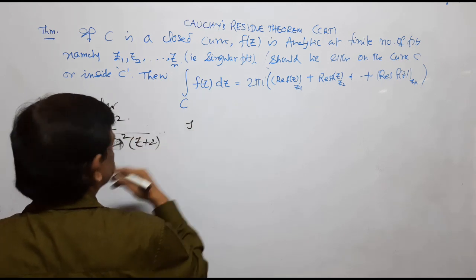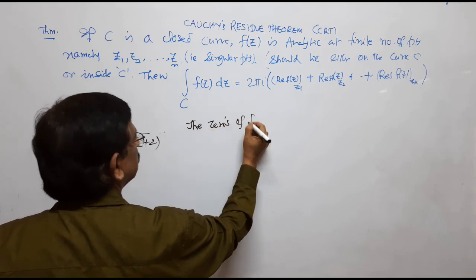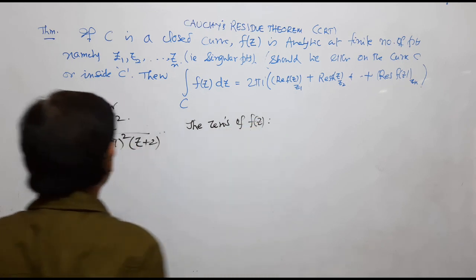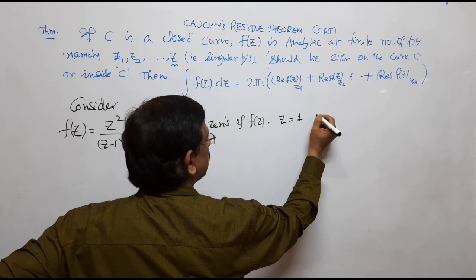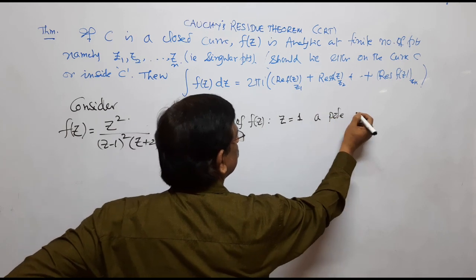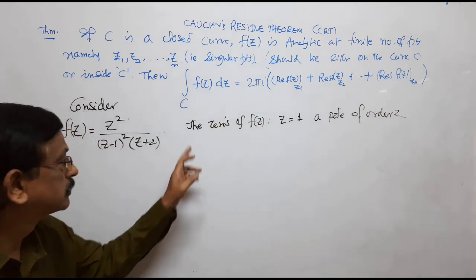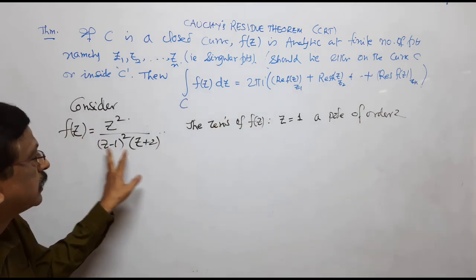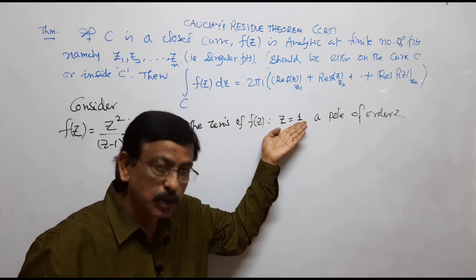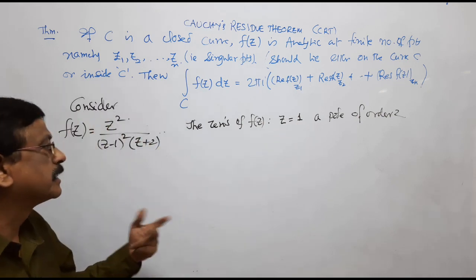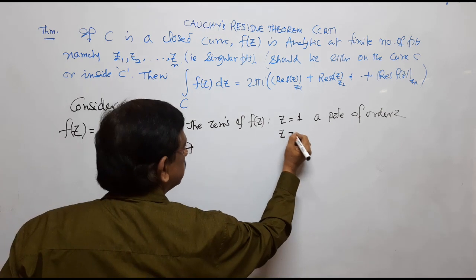All the time, I will first calculate the zeros of the denominator of f(z). The zeros are from (z minus 1) whole square into (z plus 2) equal to 0. So (z minus 1) whole square is 0, so z equal to 1. It is repeated. It is a pole of order 2. Then what about this? z is equal to minus 2.